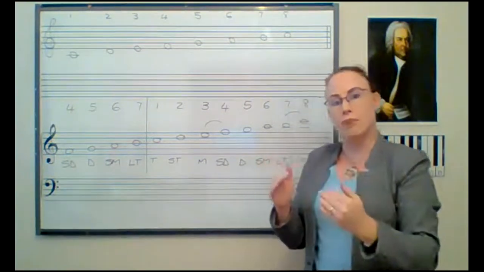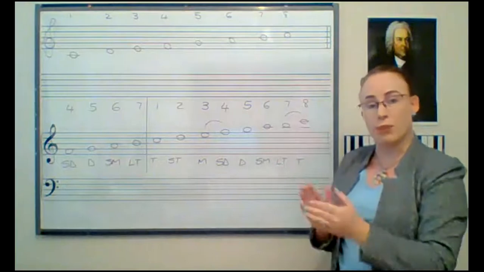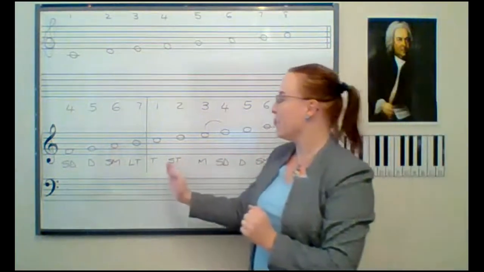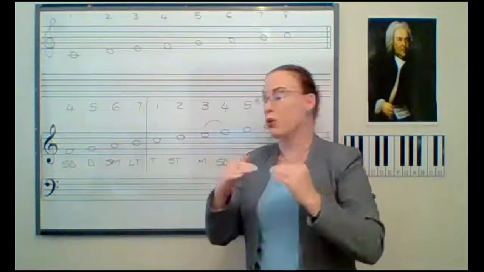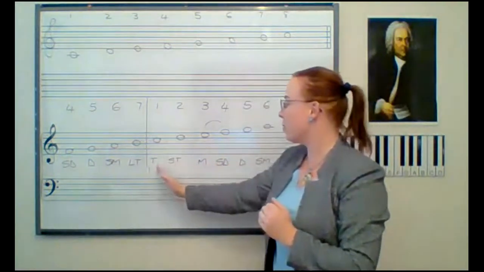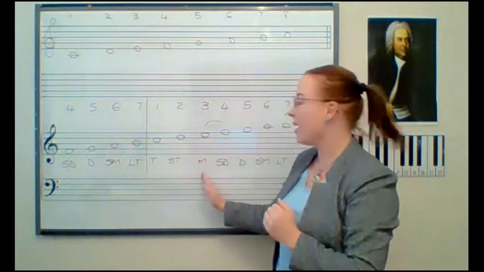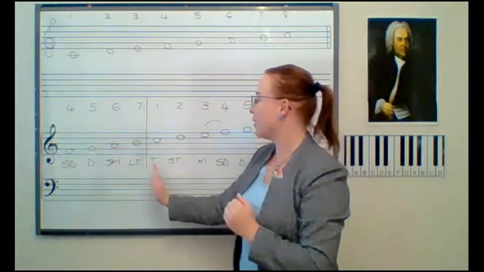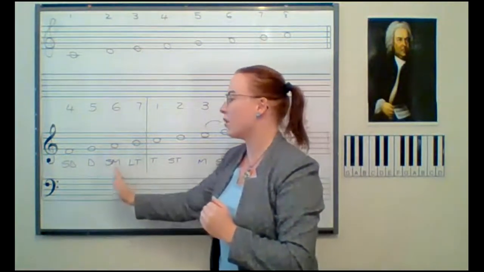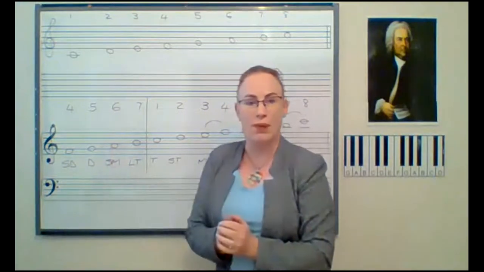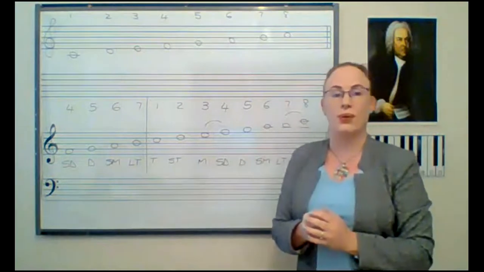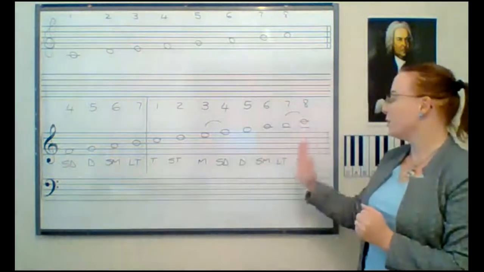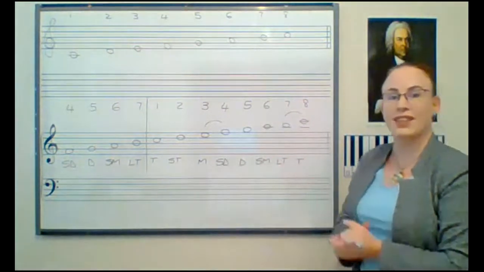Then the submediant, again, like the subdominant, is the mediant that you get a third below your tonic. So your mediant is the third note after your tonic, and to the other side, the third note below your tonic is your submediant. Then the last one, of course, is your leading tone. Why? Because the leading tone leads to the tonic.